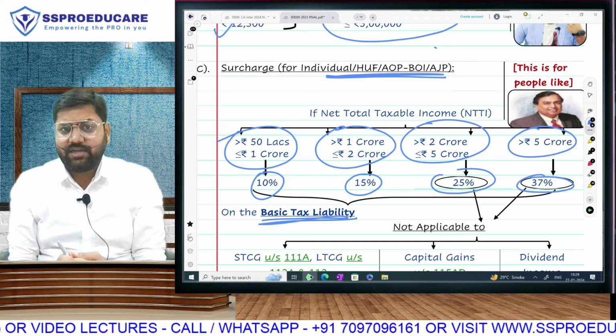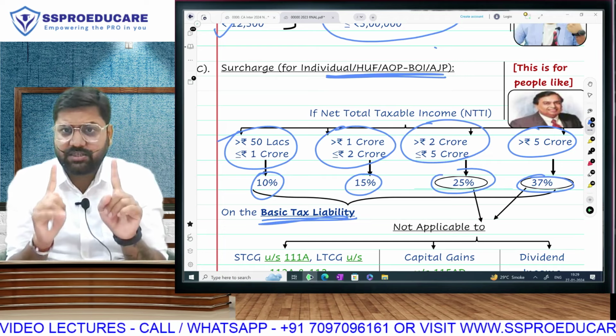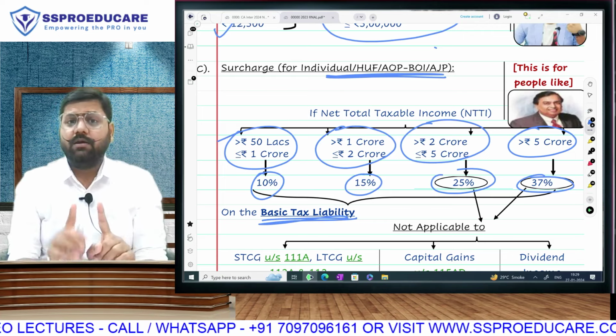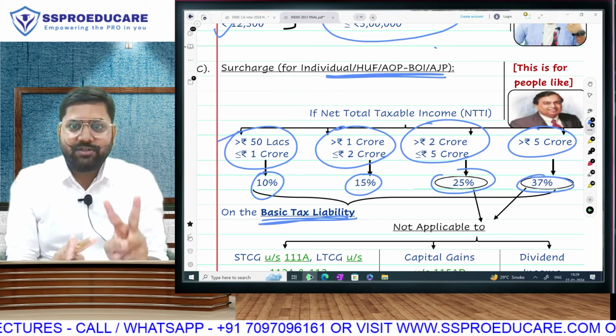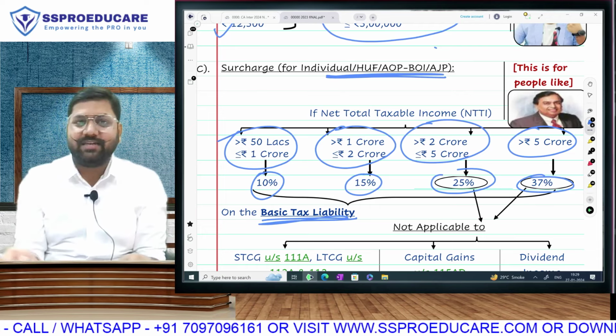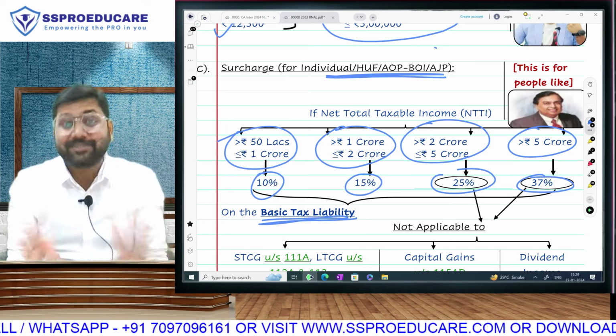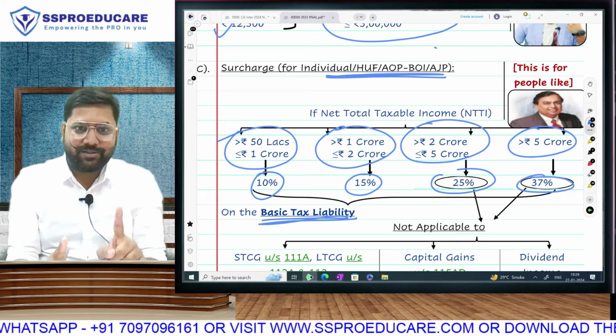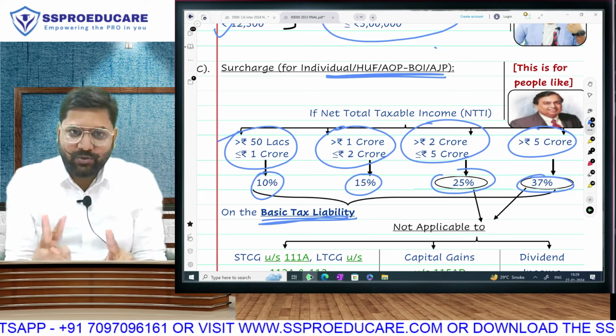Let's compare surcharge and rebate. Rebate is for residents. Surcharge is for everyone. We have not written it, but rebate is only for individuals. Surcharge is for these guys, and the rates are the same. But for company and firm there is also surcharge, at different rates. We'll learn that later, but it is there. So rebate is only for individuals and only for residents. Surcharge is for everyone.